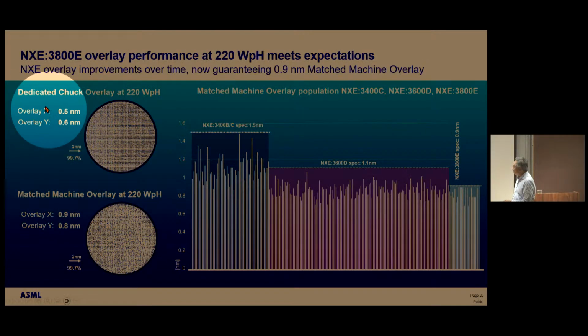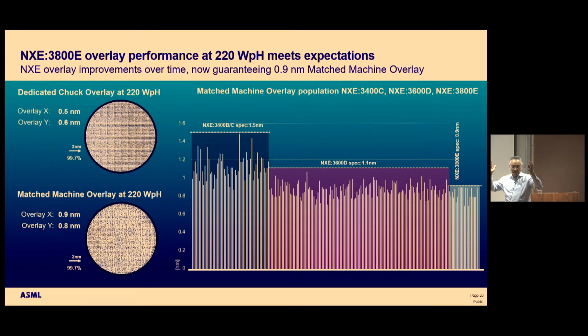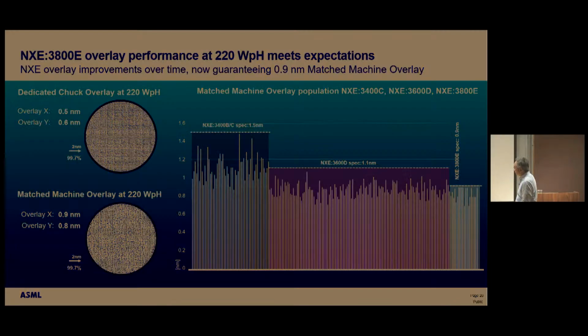And this is not just the 3 sigma. It's mean plus minus 3 sigma. This is the whole thing, okay? And matched machine overlay, meaning that overlay read on 2 different machines. Okay, this one is not working.